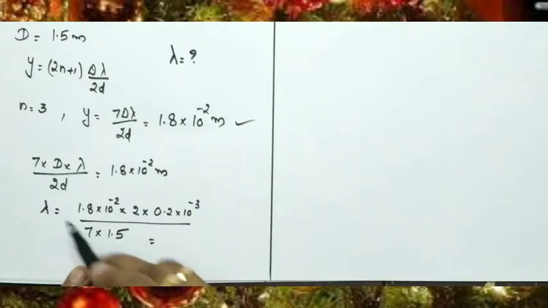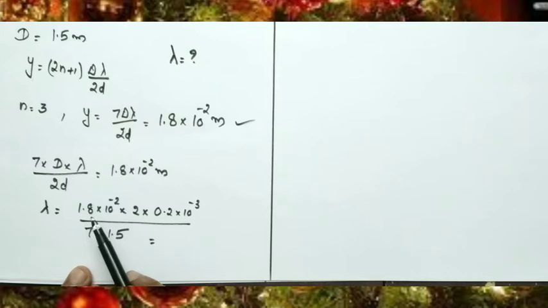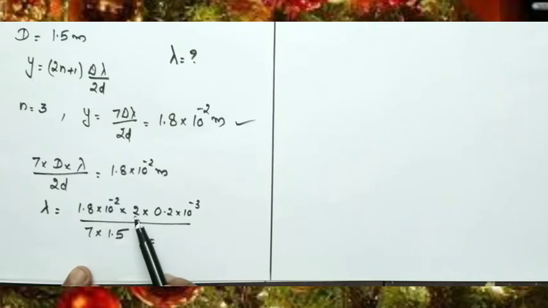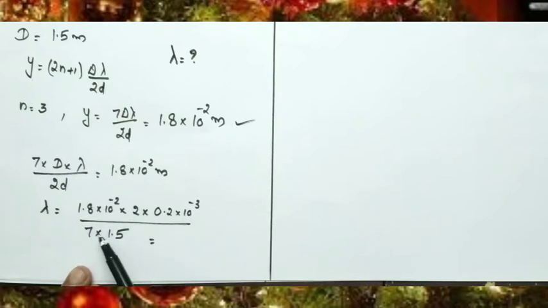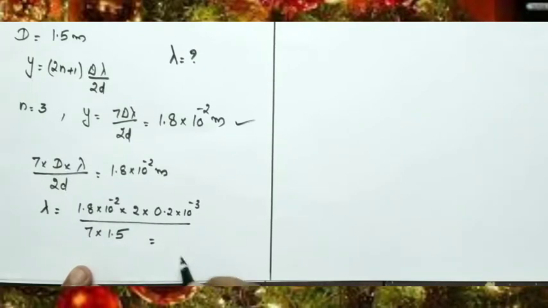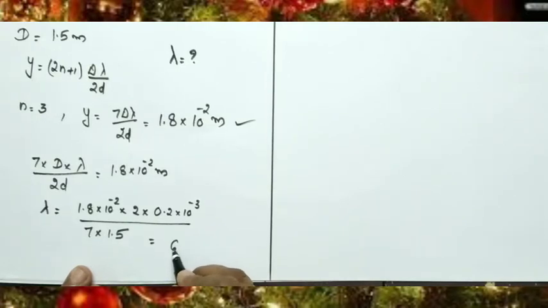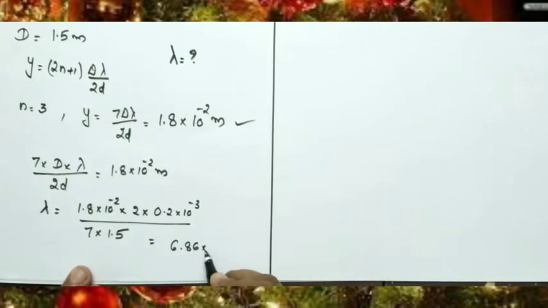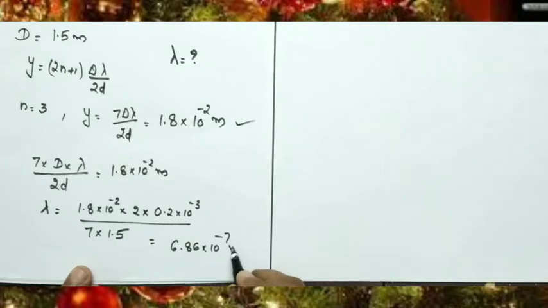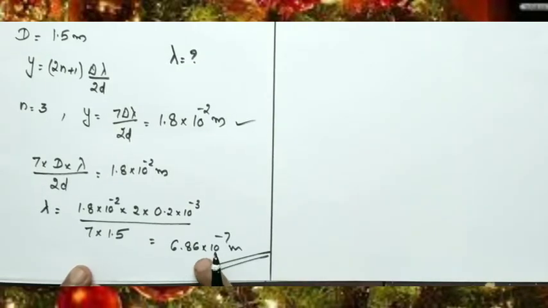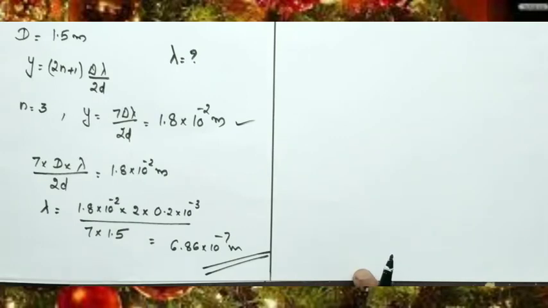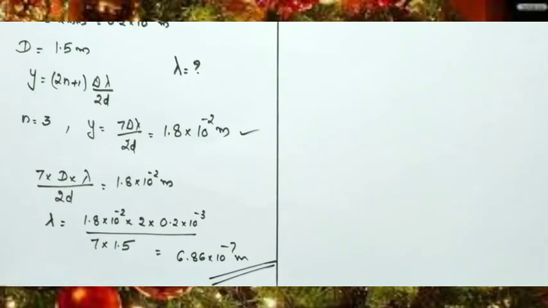We can substitute lambda as 1.8 into 10 raised to minus 2 into 2 into d, 0.2 into 10 raised to minus 3 divided by 7 into capital D, which is 1.5 meter, and after simplification we will get the answer as 6.86 into 10 raised to minus 7 meter. So wavelength of light used is 6.86 into 10 raised to minus 7 meter. Okay children.